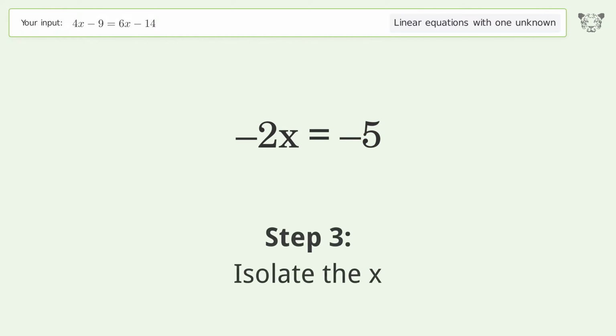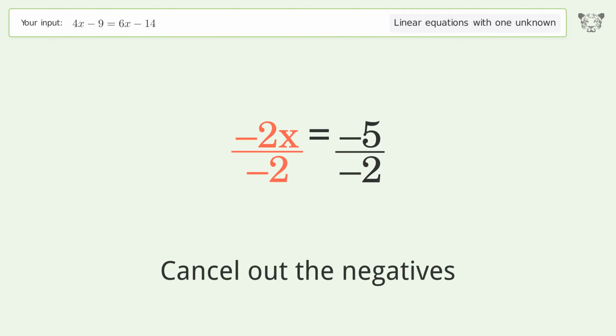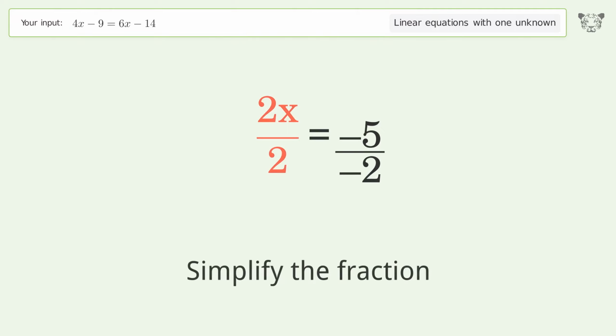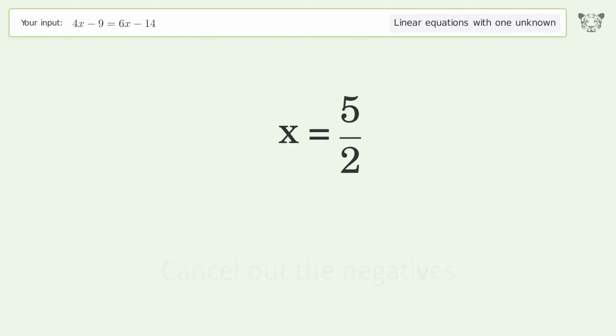Isolate the x. Divide both sides by -2. Cancel out the negatives. Simplify the fraction. Cancel out the negatives. And so the final result is x equals 5/2.